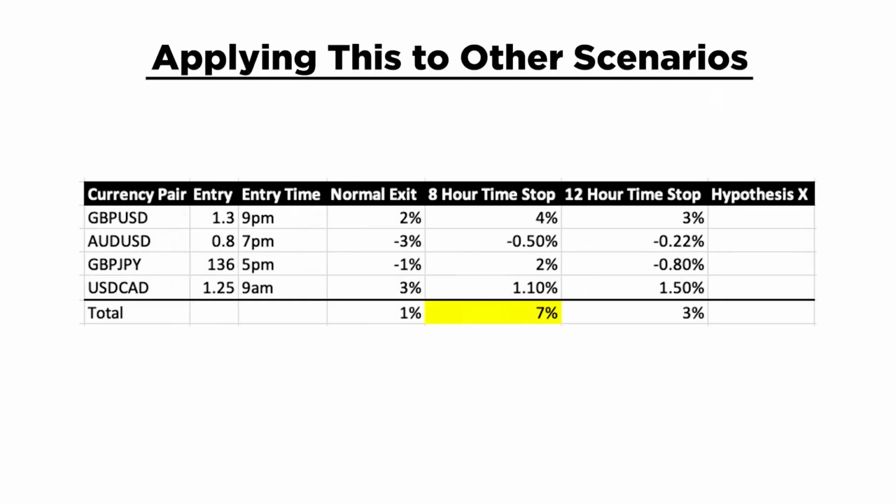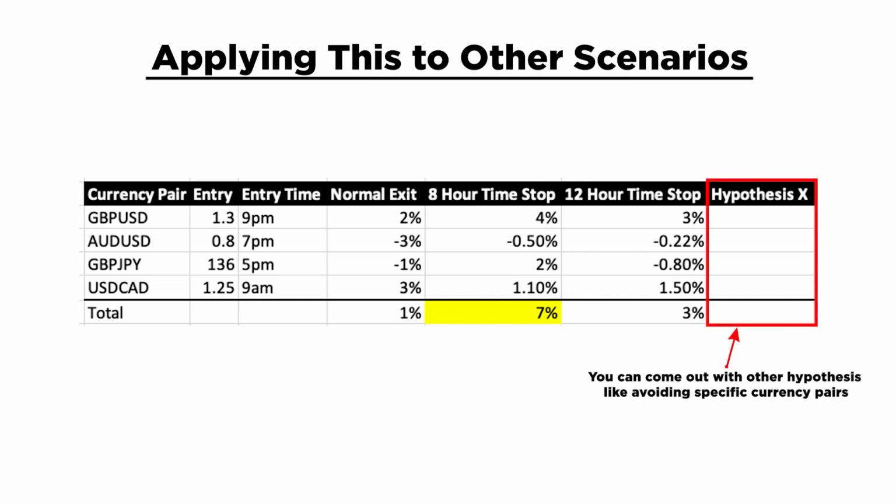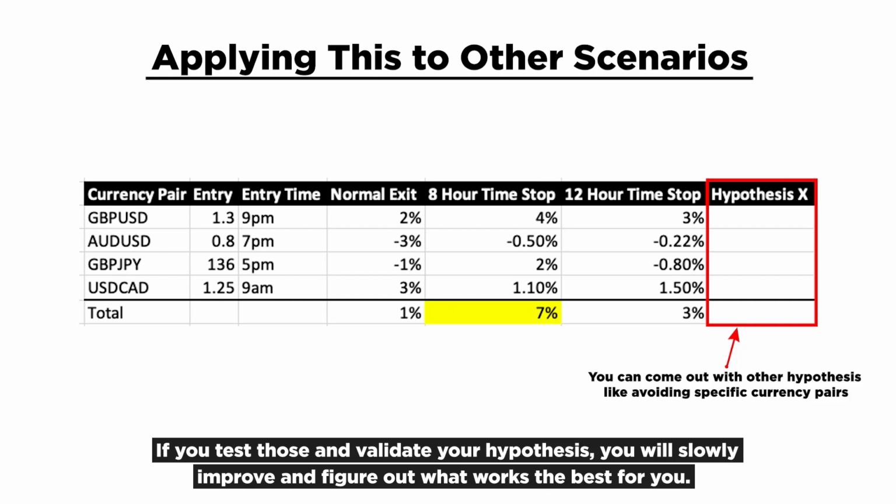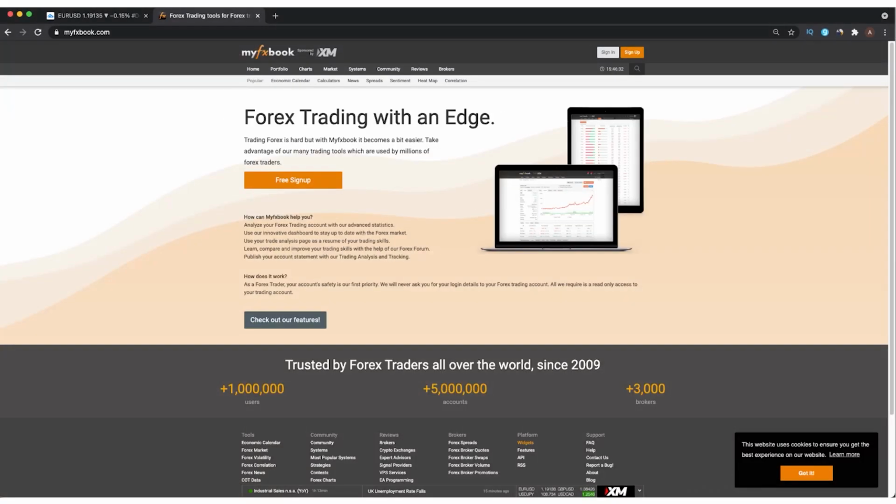This concept doesn't just apply to a time stop. You might come up with other hypotheses, like avoiding specific currency pairs for your trading strategy, by studying your trading statistics. And if you test those and validate your hypothesis, you will slowly improve and figure out what works the best for you.